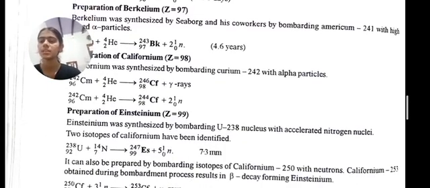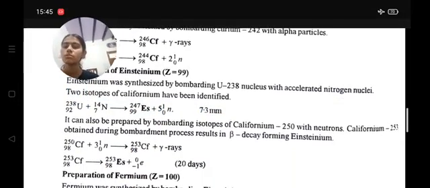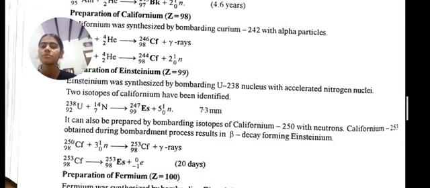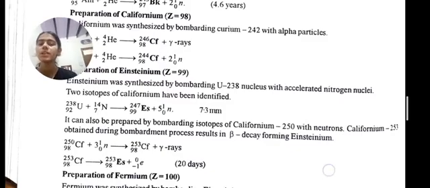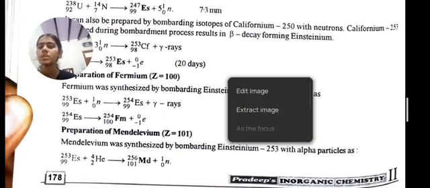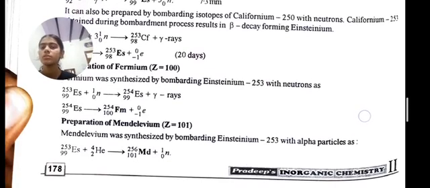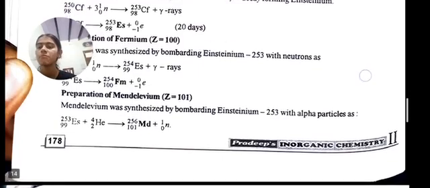Preparation of einsteinium. Einsteinium was synthesized by bombarding U-238 nucleus with accelerated nitrogen nuclei. Two isotopes of einsteinium have been identified. It can also be prepared by bombarding isotopes of californium-250 with neutrons. Californium-253 obtained during the bombardment process results in beta decay forming einsteinium. Preparation of fermium. Fermium was synthesized by bombarding einsteinium with neutrons.